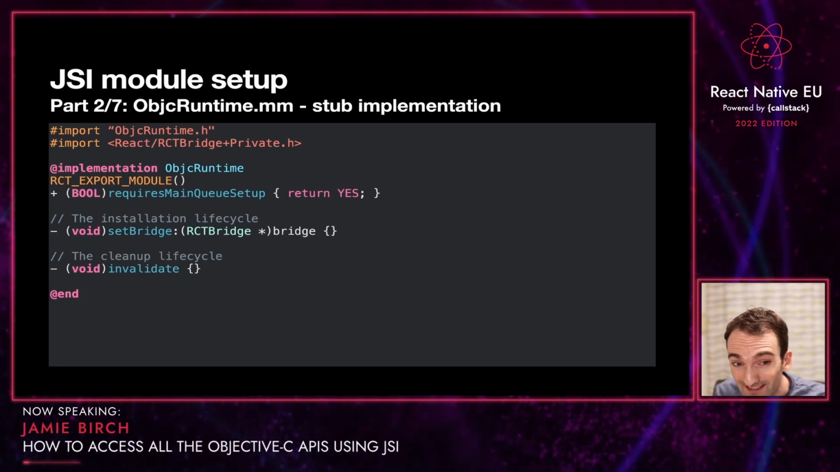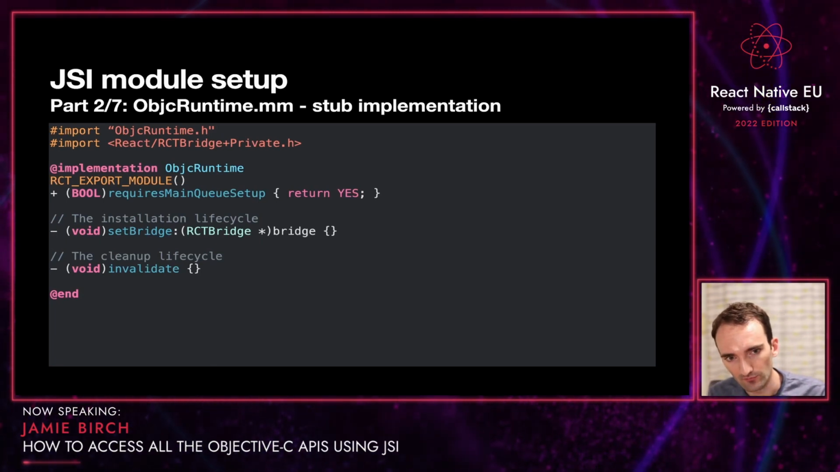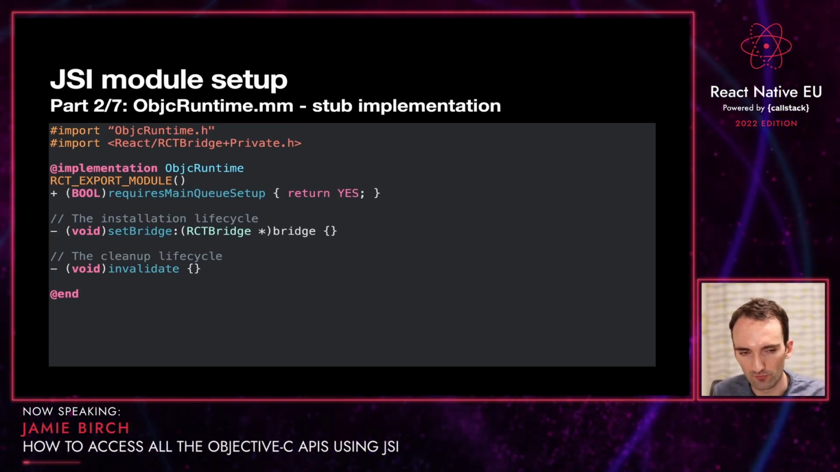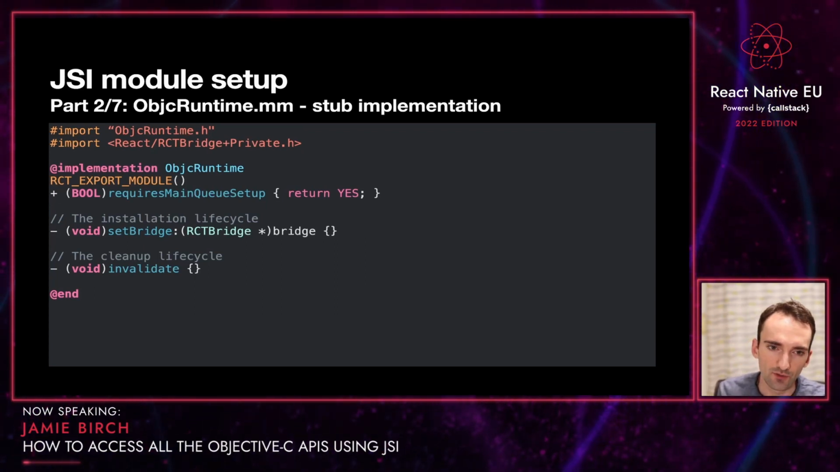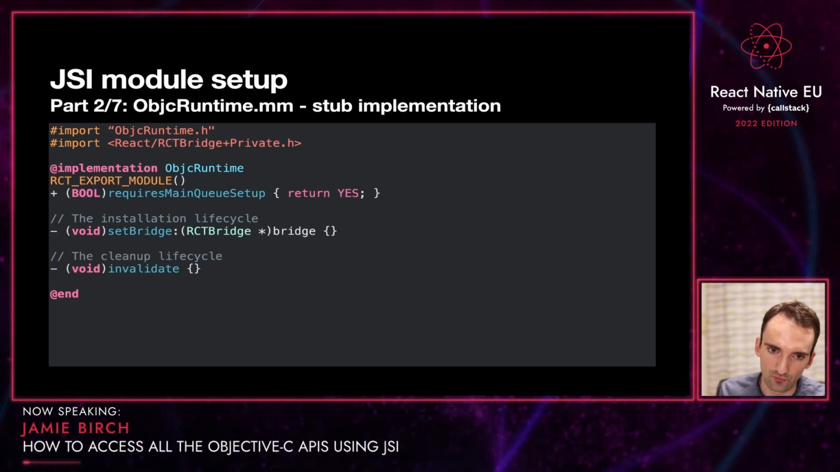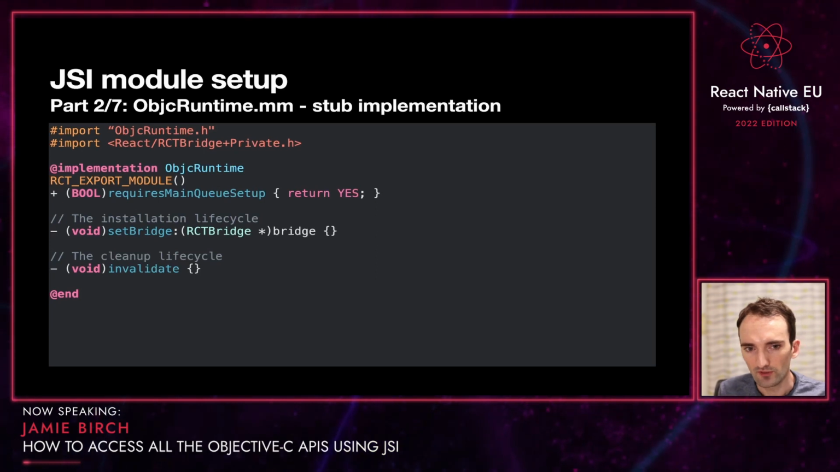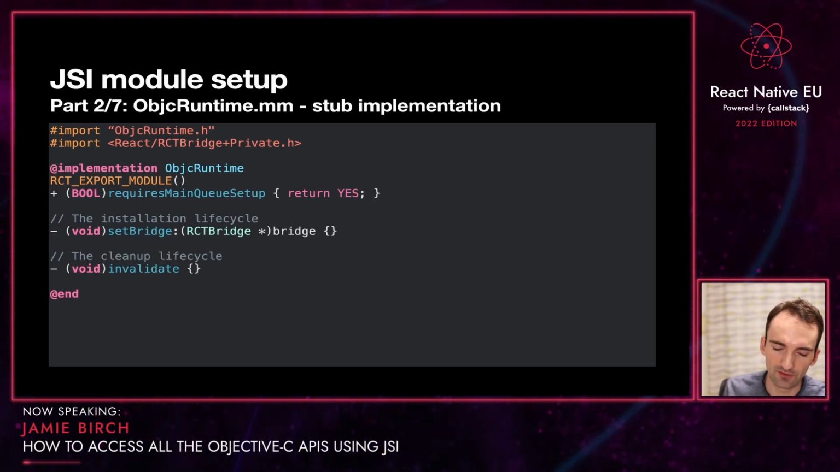So we implement this class, ObjectiveC runtime. We export it with the same name, so that's no params going into that macro. And we ask to be set up on the main queue because we may be accessing UI thread later on. We've got the installation lifecycle and the cleanup lifecycle. We'll be using those in a moment.